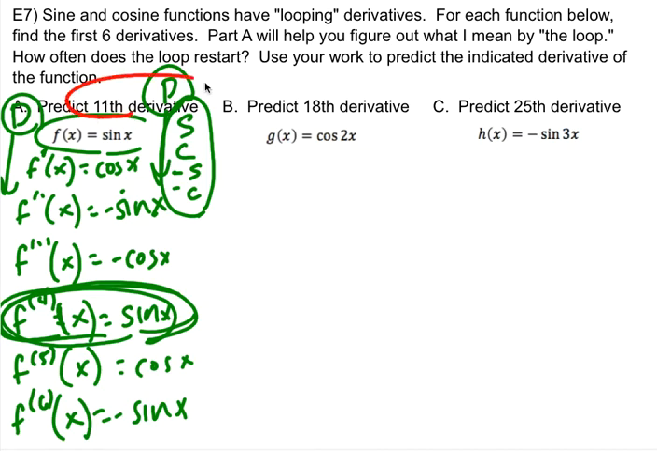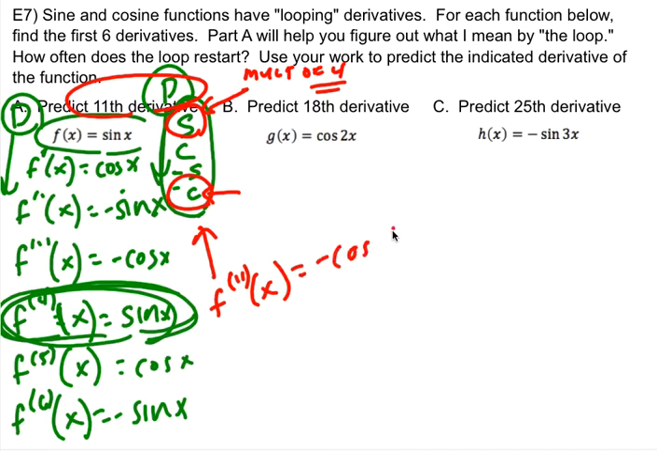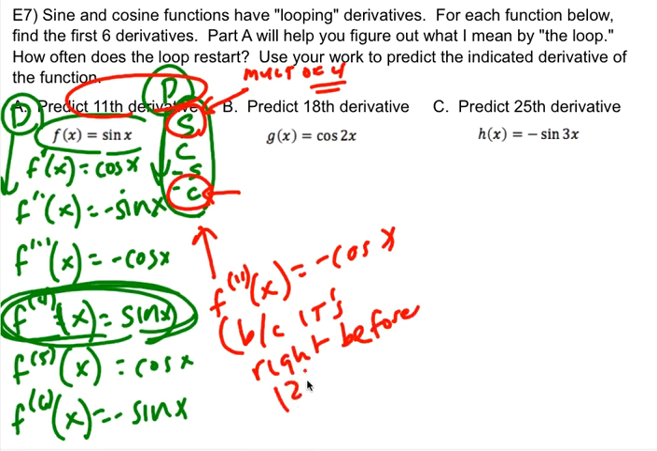If I'm asked to predict the 11th derivative, I realize that every 4th derivative is going to come back to where I started, which was sine. So the 11th derivative should be right before the 12th derivative, right? So the 11th derivative, f with an 11 of x, should be a negative cosine because it's immediately before the 12th derivative. And I know that the 12th derivative, as a multiple of 4, will loop back to sine. So what happens right before I loop back to sine? Oh, a negative cosine. So that's the logic, okay?